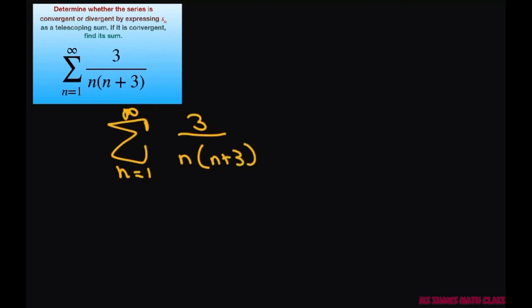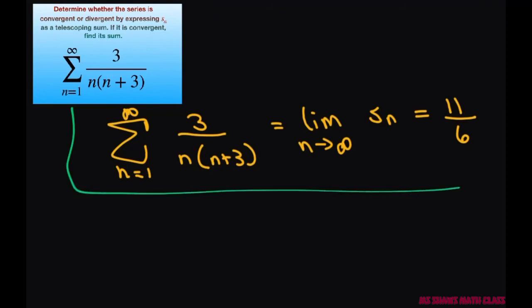And I actually left out a step. You should probably write it as the sum as n equals 1 to infinity of 3 divided by n times n plus 3 equals the limit as n approaches infinity of our series, which equaled 11 divided by 6. This would be the proper way to write that.